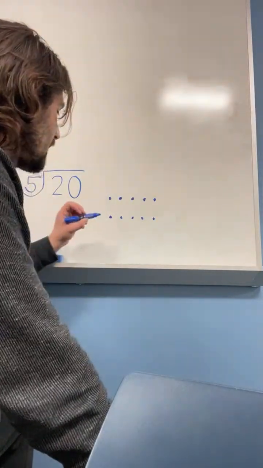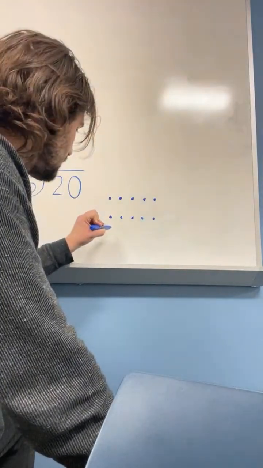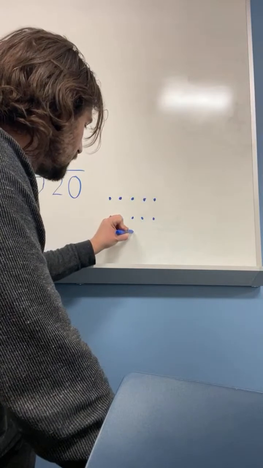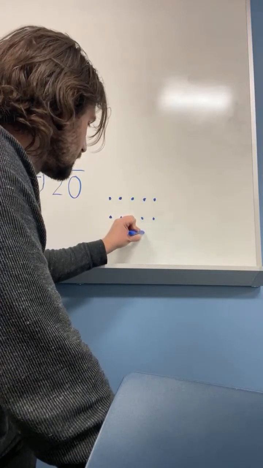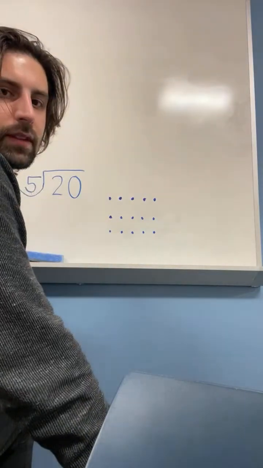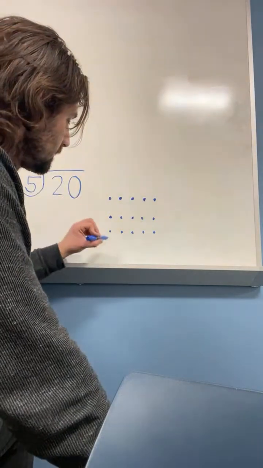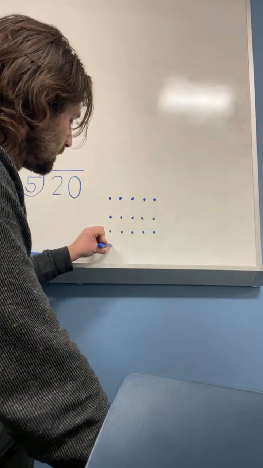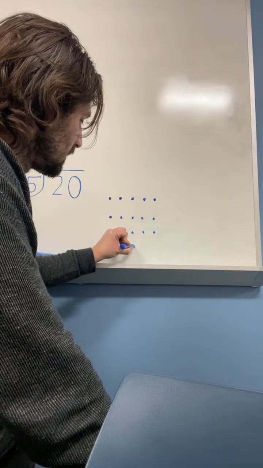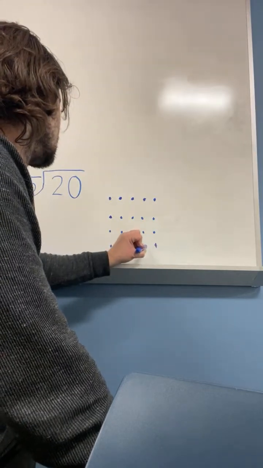All right. So far I have 2 rows of 5 and I have 10 total dots, but we need 20, so I'm going to keep going. 11, 12, 13, 14, 15. All right. 16, 17, 18, 19, 20.